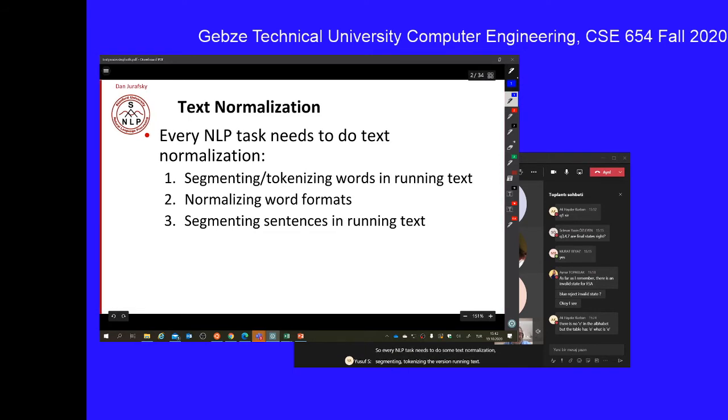Normalizing word formats. For example, these are all the same word, the same verb, right? We need to normalize them. We need to make them the same. And sometimes we need to segment the sentences so that I know the border between the sentences. I am going to introduce you to a few techniques for doing each of these.